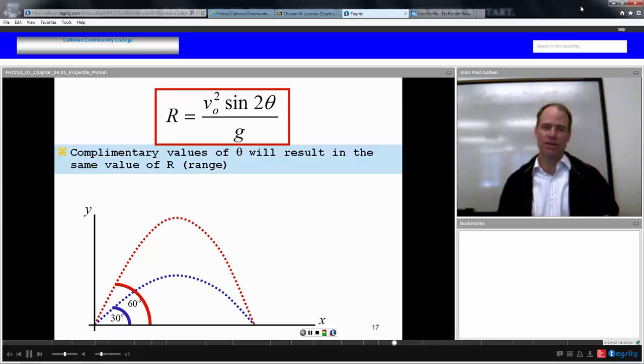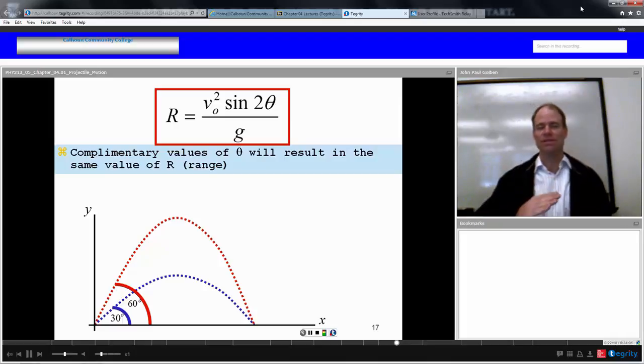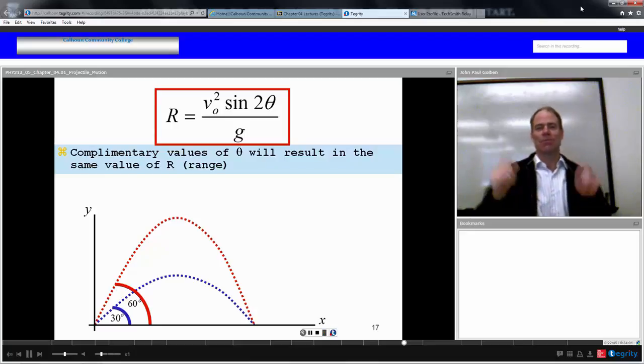Complementary angles are angles that add up to 90 degrees. So the range of a projectile shot at 20 degrees will be the same as a projectile shot at 70 degrees. Or a projectile shot at 10 degrees will have the same range as a projectile shot at 80 degrees. Or a projectile shot at 1 degree will have the same range as a projectile shot at 89 degrees, going straight up and coming straight down almost. Don't do this at home, but complementary angles will have the same range.